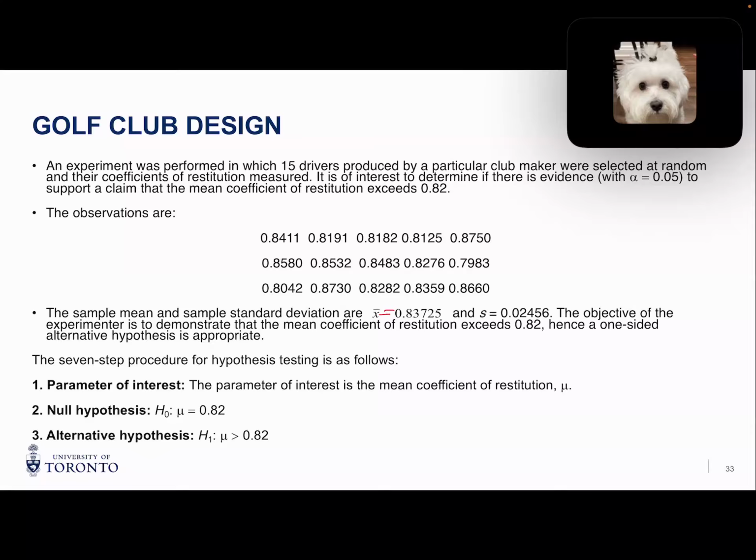And now we set up our hypothesis test, and we do so in a systematic fashion. What's our parameter of interest? Mean coefficient of restitution. What's our null hypothesis? That it's 0.82. Our alternative hypothesis is no, it's bigger. It's better than that. Or worse, I don't know.